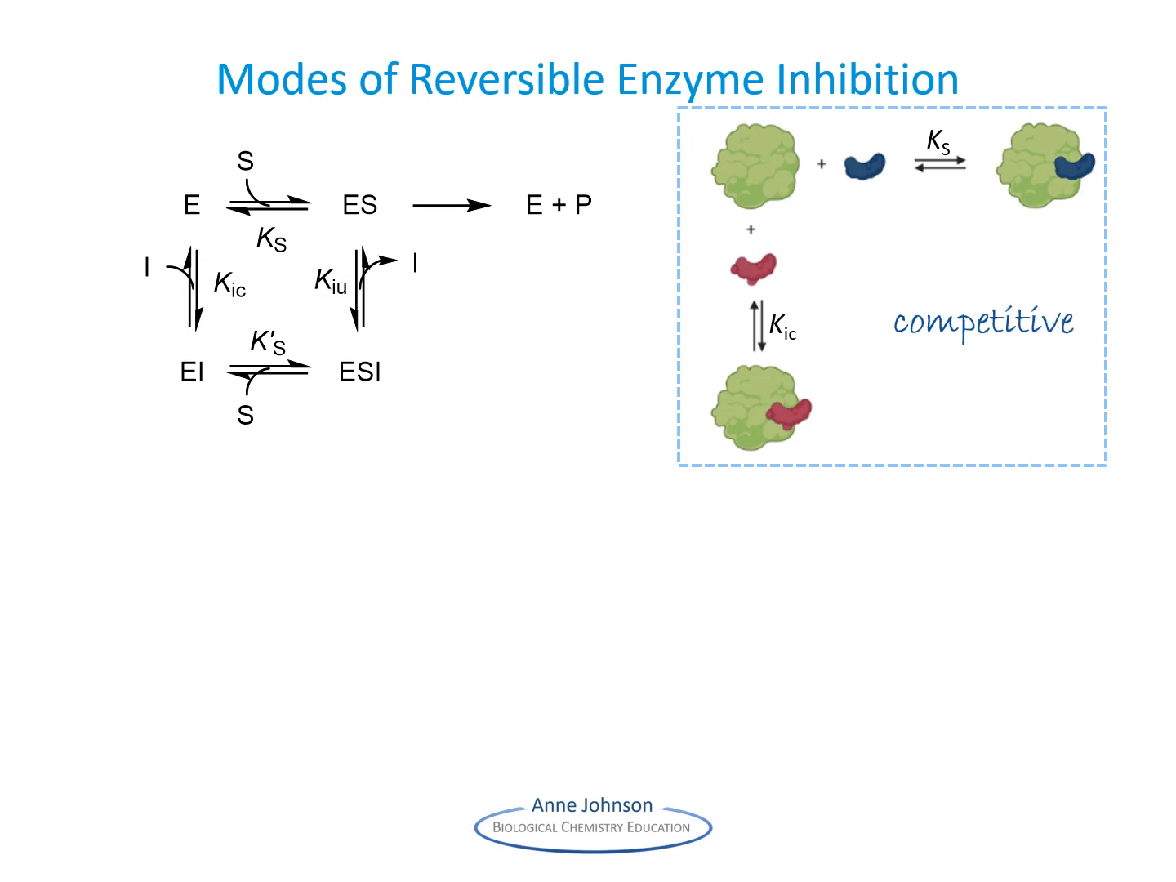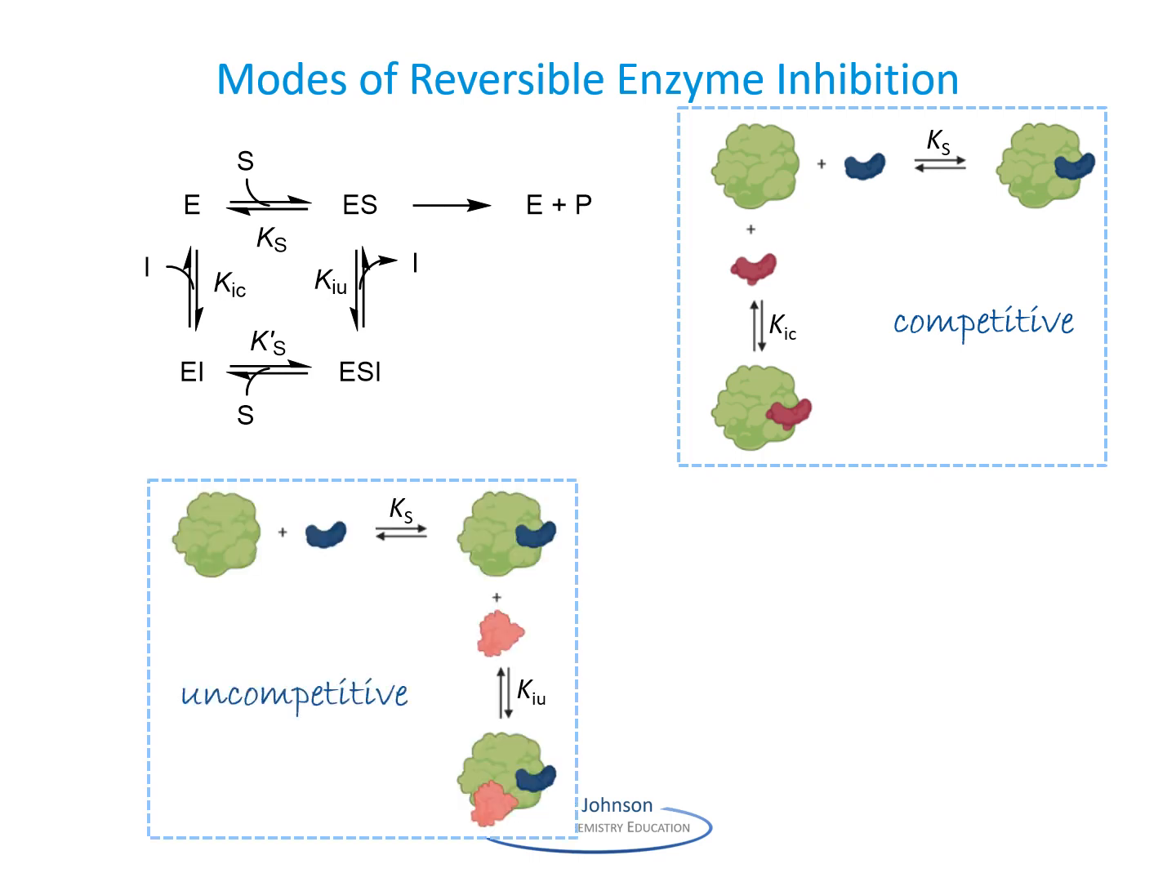With competitive inhibition, the inhibitor binds at the active site of the enzyme, preventing the substrate from binding. A simple way to understand competitive inhibition is that the inhibitor and substrate are competing to bind to the active site. This mode of inhibition has only the KIC term.